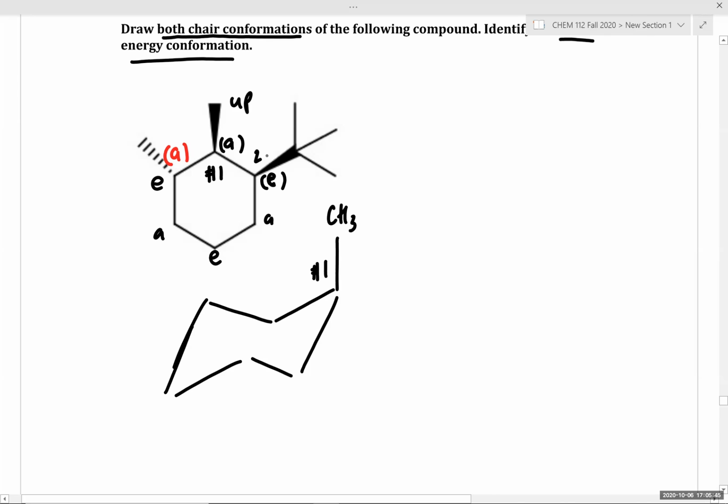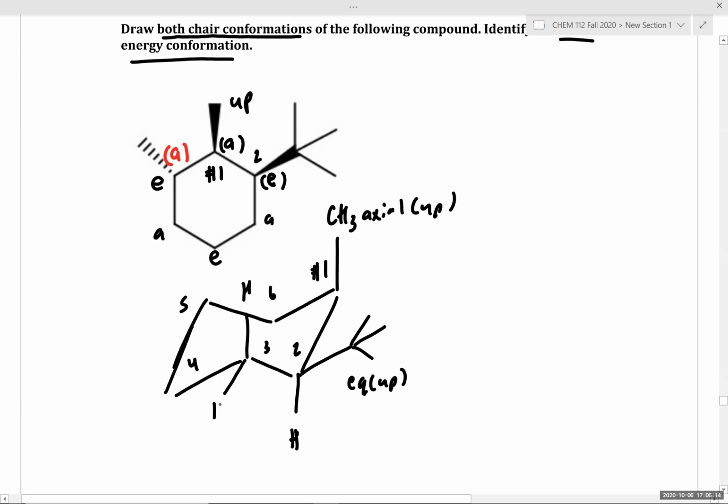At carbon number 2, we have a hydrogen that's axial pointing down, and our T-butyl group is equatorial pointing up, respecting the fact that the T-butyl group has a wedge. So continuing on, well, let's draw out the rest of our hydrogens so we can visualize our 1,3 diaxial interactions.